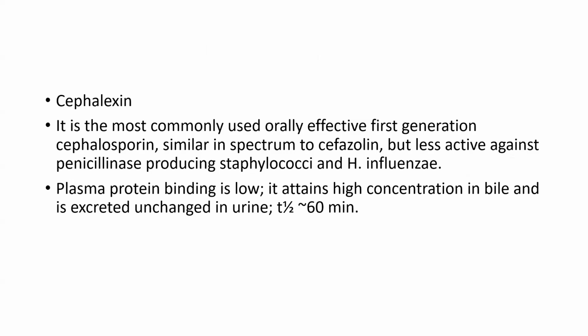Cephalexin is the most commonly used orally effective first generation cephalosporin, similar in spectrum to cefazolin, but less active against penicillinase producing staphylococci and H. influenzae. Plasma protein binding is low and it attains high concentration in bile and is excreted unchanged in urine. Half-life is 60 minutes.